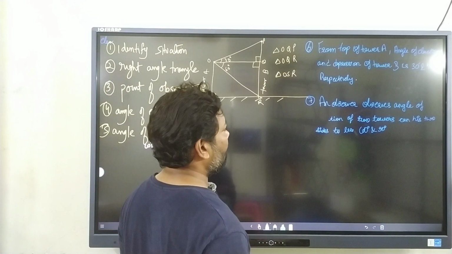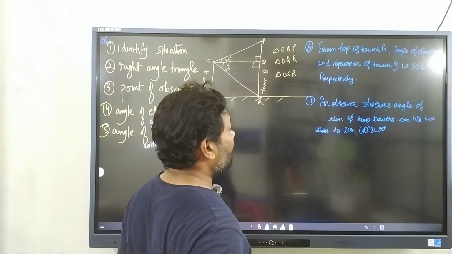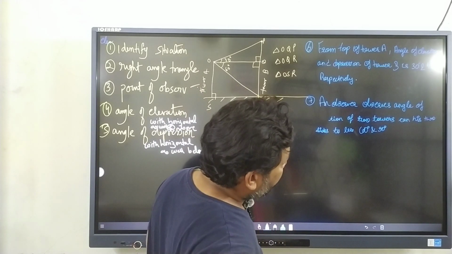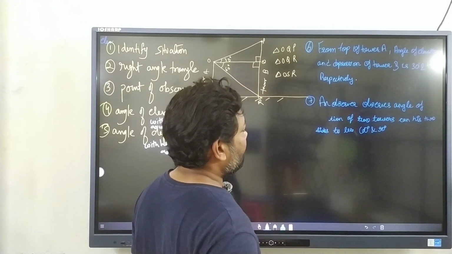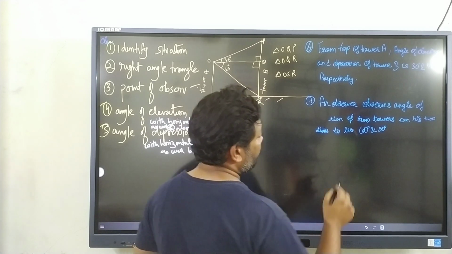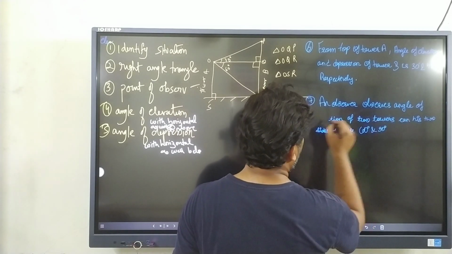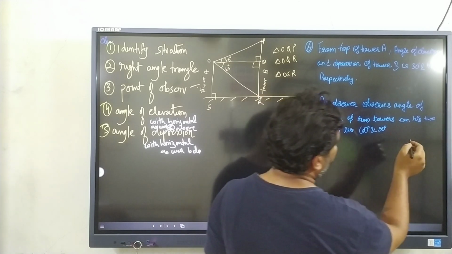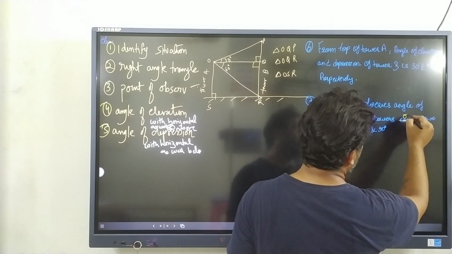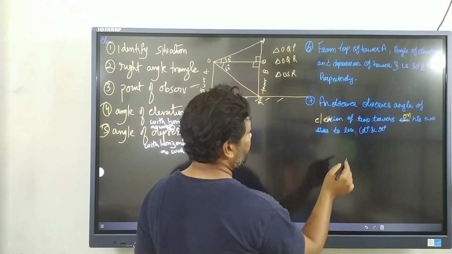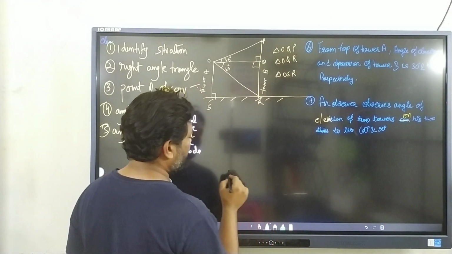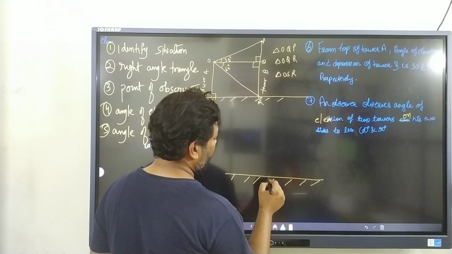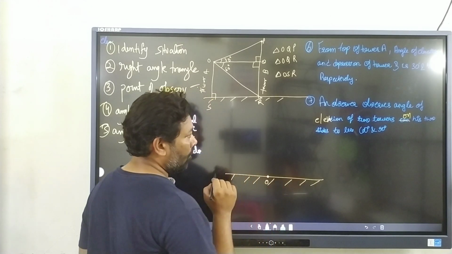The next one, we have an observer who observes the angle of elevation of the two towers on his two sides to be 60 degrees and 30 degrees. So let's say the observer is somewhere here. This is the ground, and let's say the observer is here, O.